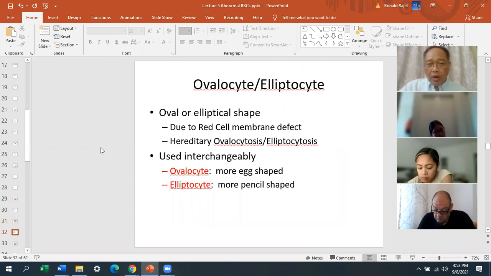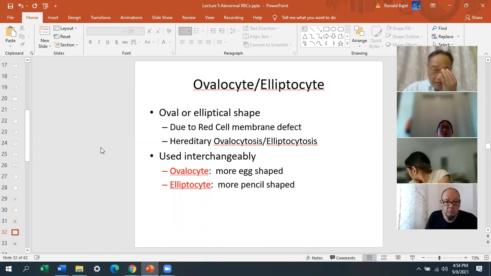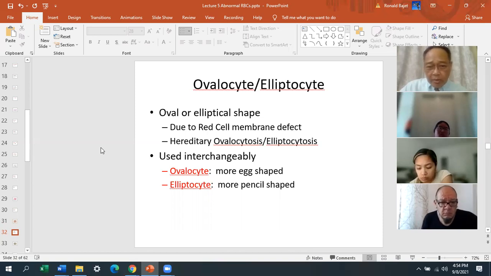All right, the next cell is ovalocyte and elliptocyte. Again, in my training I had to know the difference, but basically the difference is really easy. Ovalocytes are egg-shaped, but they're stretched out, and the elliptocytes are cigar-shaped or pencil-shaped. They're really skinny, stretched out red blood cells. These shapes are due to red cell membrane defect. And then you can have hereditary ovalocytosis and hereditary elliptocytosis. So like I said, ovalocytes are more egg-shaped and elliptocytes are more pencil-shaped.